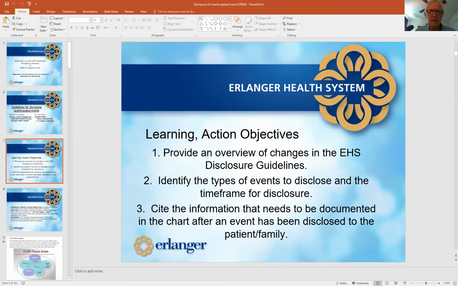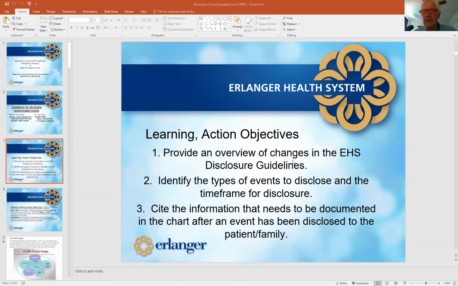No problem. The learning and action objectives from today are focused on disclosure, and really we have recently rewritten the guidelines for disclosure of events. So we hope that by the end of this session, the residents will be able to understand how the disclosure guidelines have changed. Also, we want you to be able to identify the events that you need to disclose and the time frame for that disclosure. And then cite the information that needs to be documented in the chart.